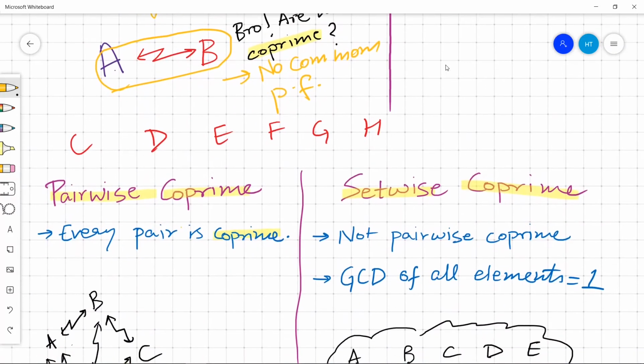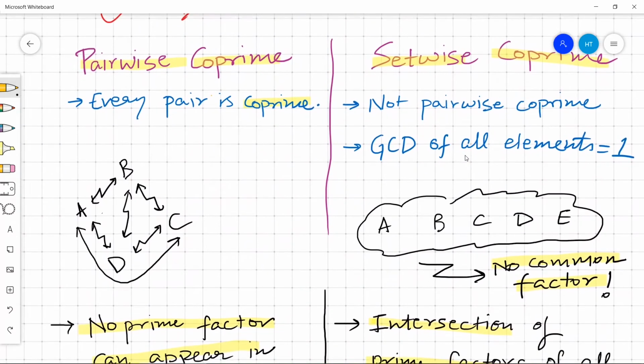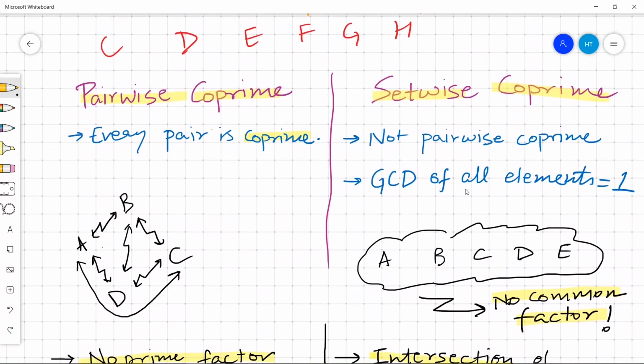In this problem, we have to check if the array is pairwise coprime, setwise coprime, or neither. Pairwise coprime means that if there are four elements A, B, C, D in the array, all the pairs of the array should be coprime. So AB should be coprime, AD should be coprime, DC should be coprime, BC should be coprime, and similarly B and D should be coprime. All the pairs should be coprime with each other.